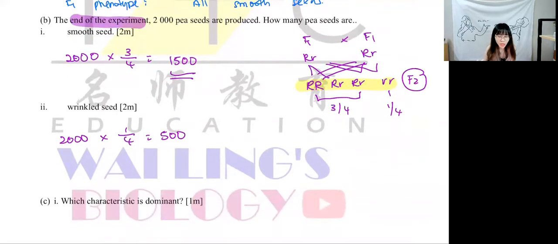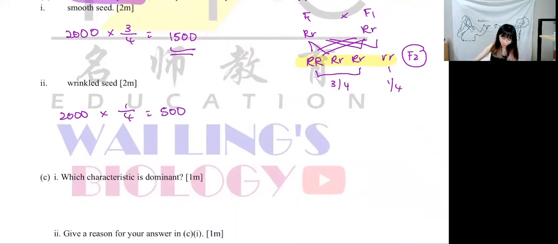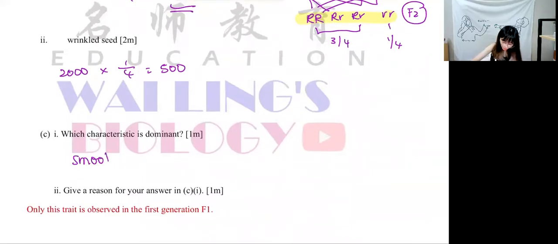Okay, which characteristic is dominant? Obviously, it is smooth seed. Why? Because the F1 generation is smooth, that shows smooth is dominant. If wrinkle were dominant, the F1 generation would have wrinkle, but the F1 generation has no wrinkle, right? So smooth will be the dominant. So this is the question. More or less the answer will be the same.